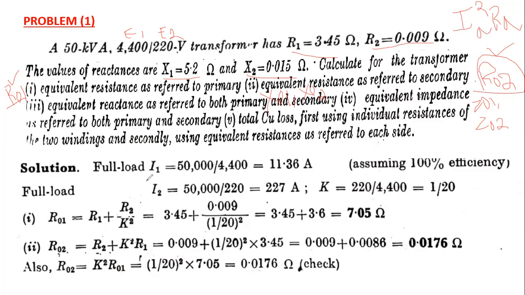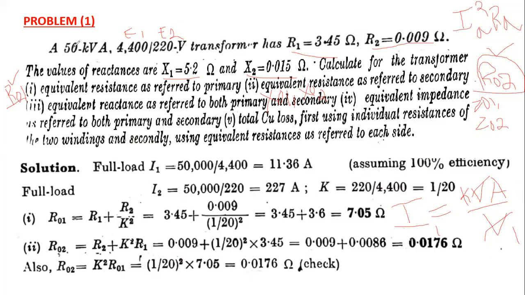First of all, we calculate the I1 current. What is the formula for current I? I is equal to kVA by V. We know the rating of the transformer, that is kVA, divided by V. The V and V get cancelled in this case, and we obtain amperes. That's why we calculate I1, that is kVA by V1.